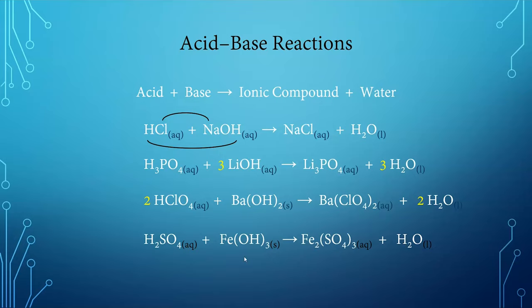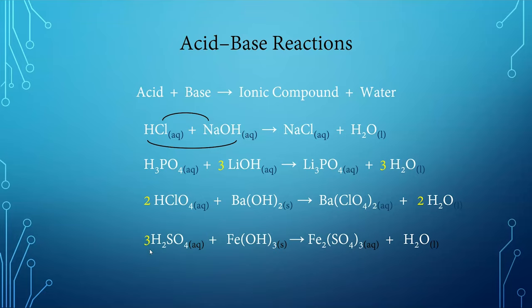In this case, to get the H's and OH's to balance, we're going to need 6 of each. And therefore, we'll need 3 molecules of sulfuric acid and 2 of iron 3 hydroxide. That gives us 6 H's and 6 OH's. And then, of course, we'll end up with 6 H2O.